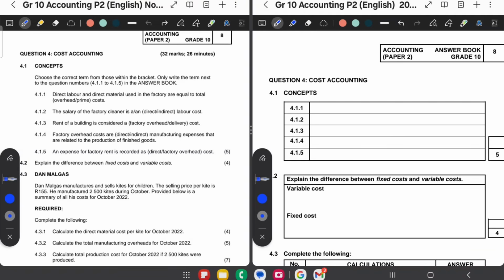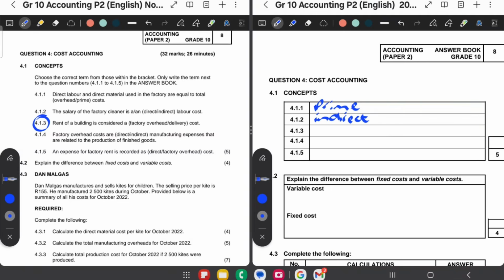4.1.1 says, direct labor and direct material used in the factory are equal to total overhead cost or total prime cost. So direct labor plus direct material always gives me total prime cost. So 4.1.2 says, the salary of the factory cleaner, is that direct or indirect labor cost? So the factory cleaner is not directly involved in making the product, but the cleaner is in the factory. So that's indirect labor cost.